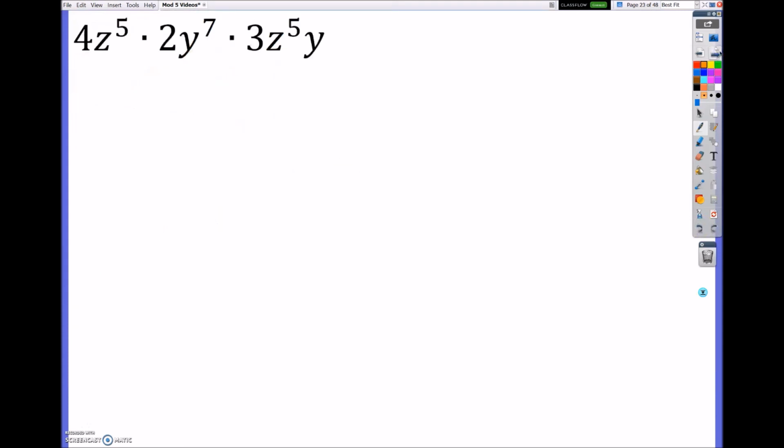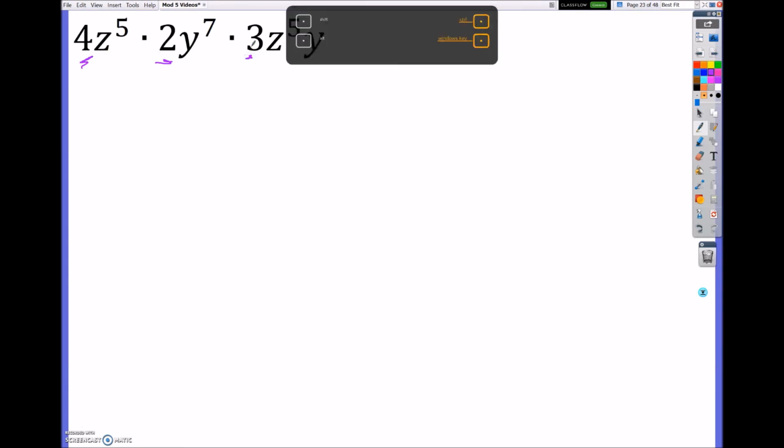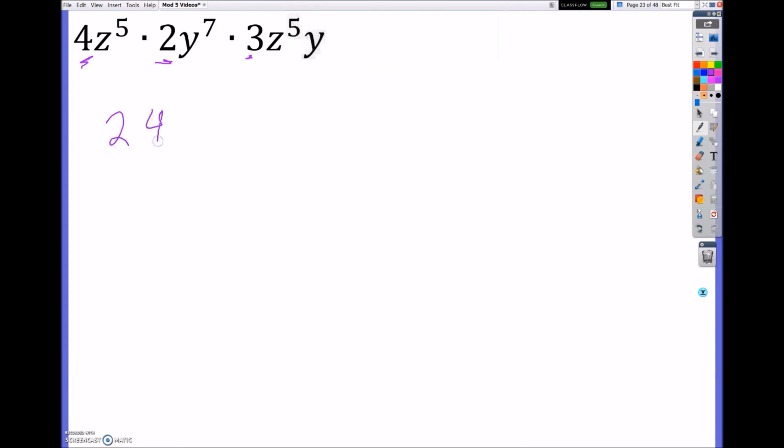So now we're going to look at one more of these. I have 4z to the fifth, 2y to the seventh, 3z to the fifth y. First thing, what I'm always going to do is just treat the numbers just like regular old numbers. So I'm going to do 4 times 2 times 3. 4 times 2 is 8. 8 times 3 is 24. Then I'm going to look for other variables that are the same. I have z to the fifth and z to the fifth. When I combine those, that's going to give me z to the 10th.